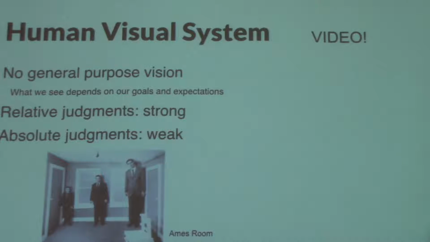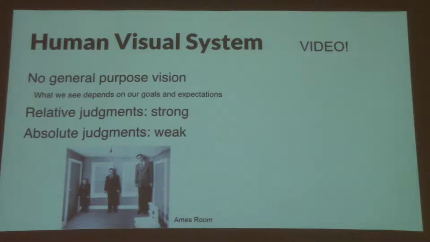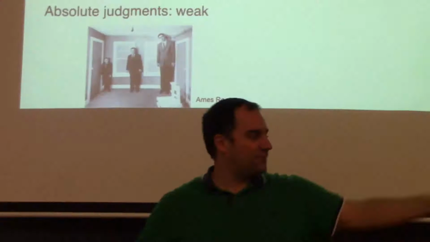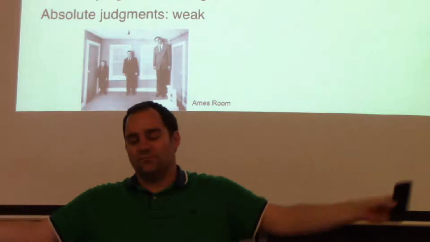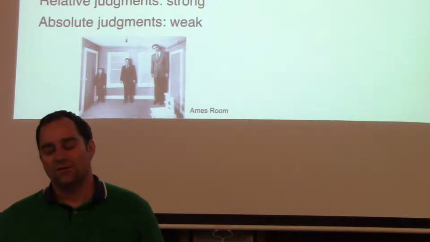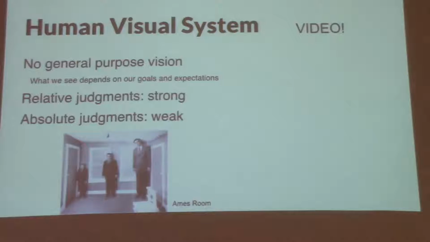At the beginning of the lecture, I already mentioned the idea that what we perceive is not necessarily what is there. We don't have a general purpose vision. What we see depends deeply on our goals and our expectations. We are good at relative judgments. If I hold up those two things close to each other, you can easily tell this one is bigger than this one. But if one was over there, you wouldn't be that good at it. Or if I show you this one today, and next time I show you this one, you wouldn't be as good either. So you're good at relative judgments, but less good at absolute judgments.